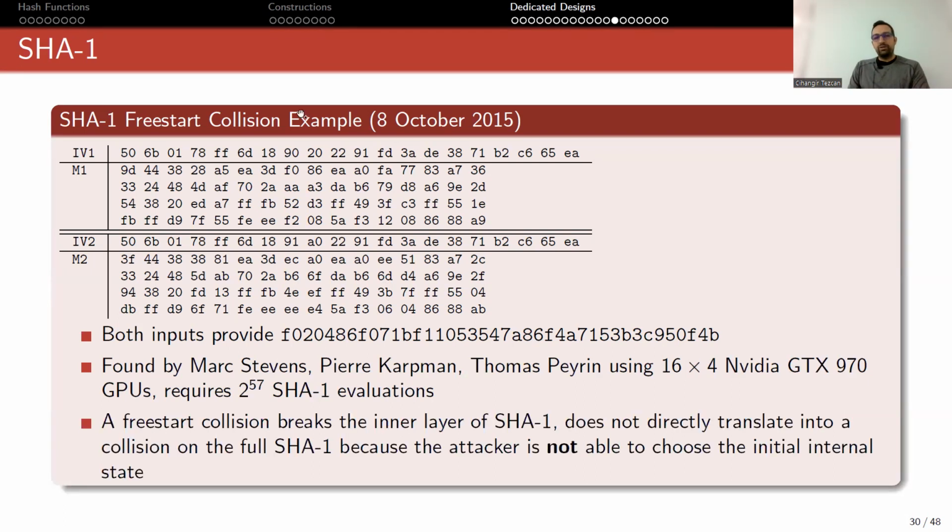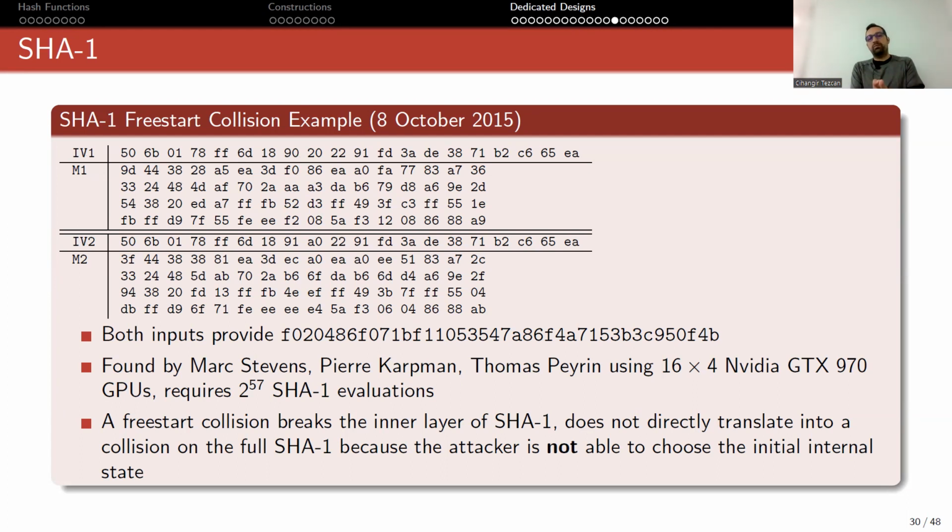A free-start collision, as we call it, breaks the inner layer of SHA-1, but does not directly translate into a collision on the full SHA-1, because the attacker is not able to choose the initial internal state. So here, IV1 and IV2 are not the same. So let's look at it. For instance, here you have 90, here you have 91. So you are actually finding a collision with different IVs.